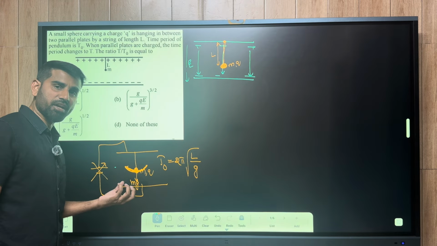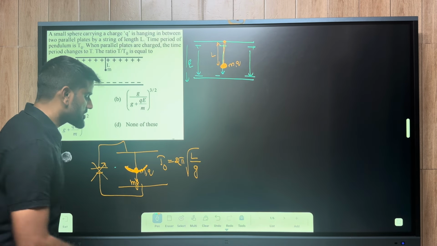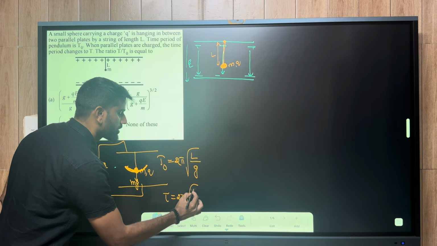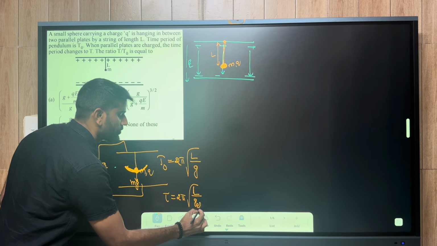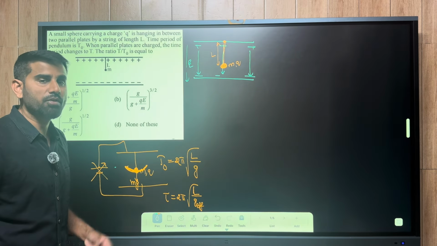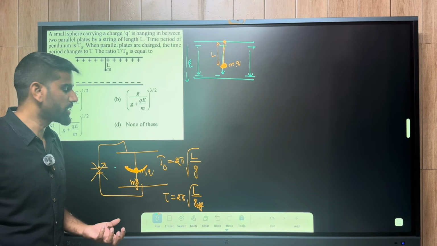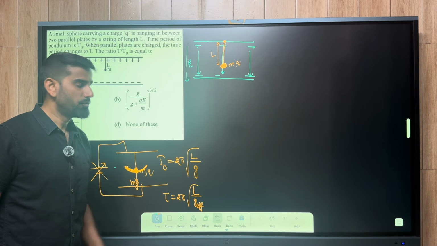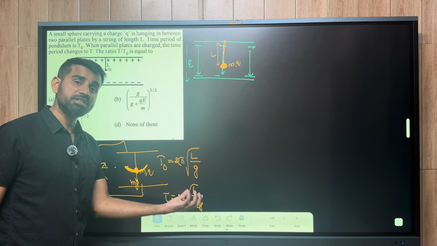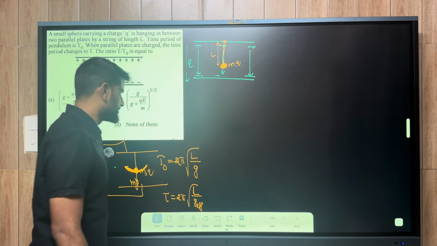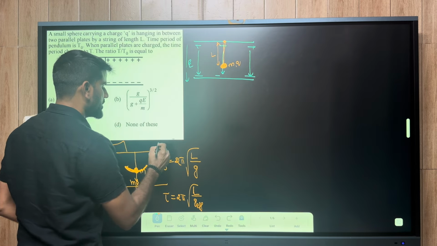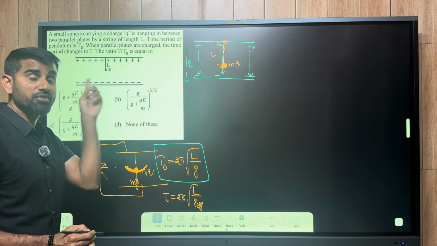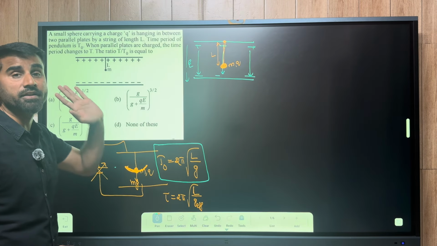What if another force is acting, whether it may be downwards or upward? In such a case, we represent the time period as 2 pi root over L by g effective. We will find the effective acceleration in the downward direction, and then we substitute it here to get the time period equation. Wherever required, we use g effective. So this is the expression for the time period of the pendulum when the source is not turned on, when the plates are not being charged.